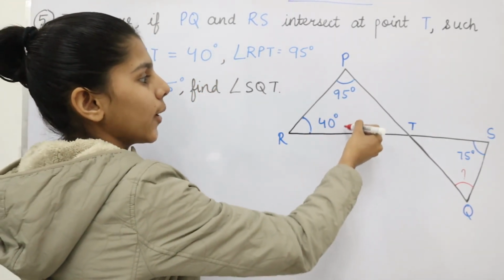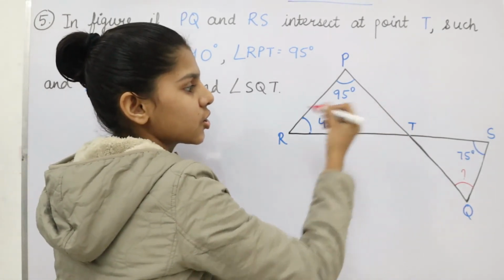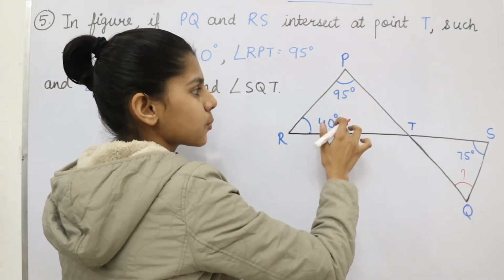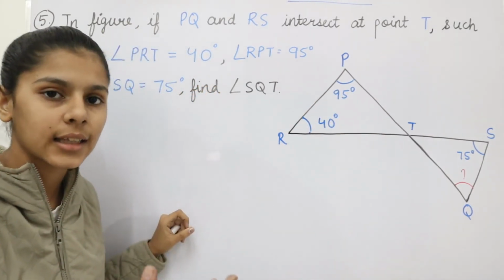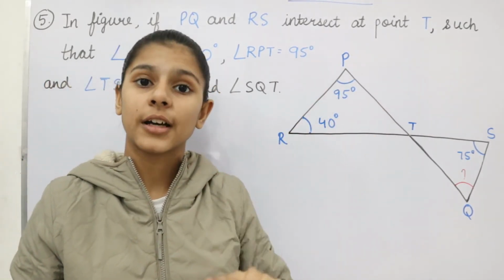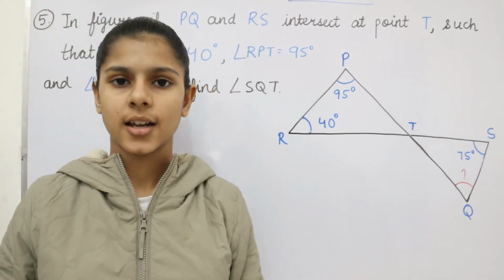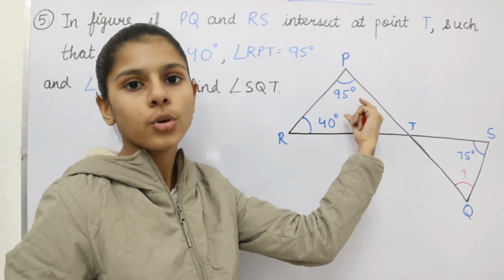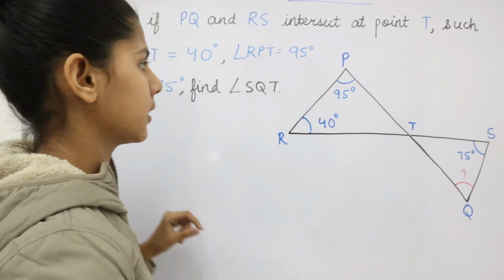Now here two angles are given to us. The third angle is not given. So how can we calculate it? By adding both these angles and subtracting their sum from 180 degrees, we will get the third angle. This is very simple. How can we get the third angle? By adding them both and subtracting from 180 degrees.